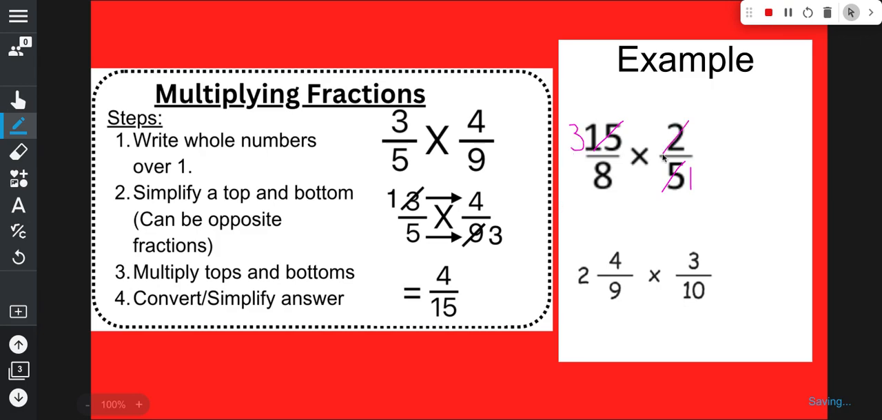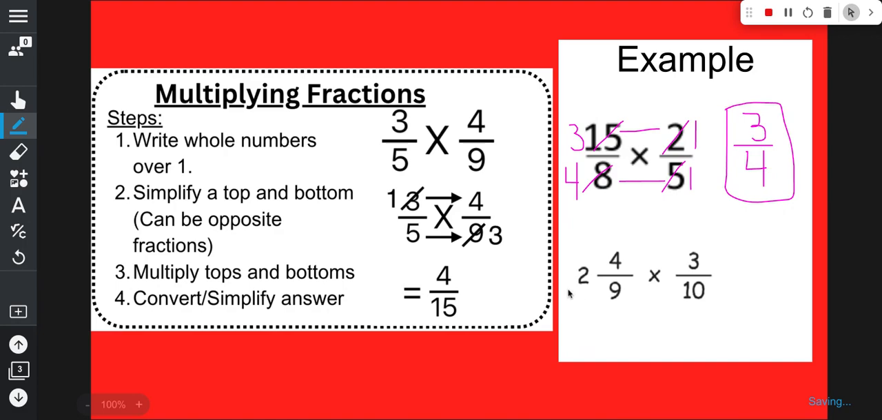I can also simplify the 2 and the 8. I can divide them both by 2. So I get that, that is my answer. Now I multiply straight across the top. I get 3. I multiply straight across the bottom. I get 4. And that is my best answer, 3/4.